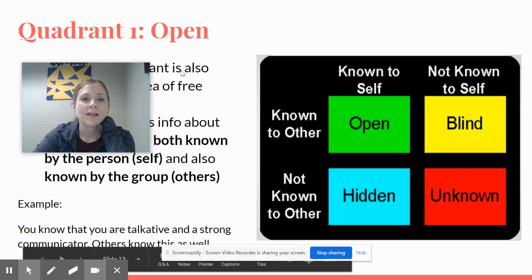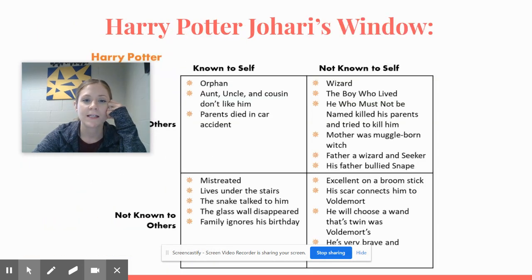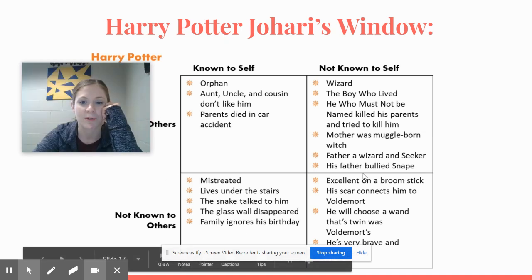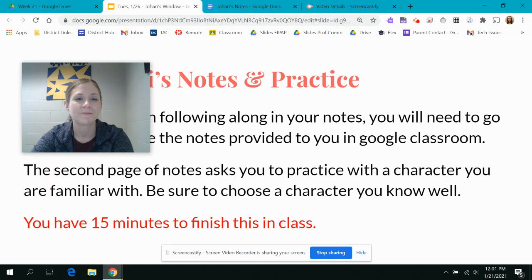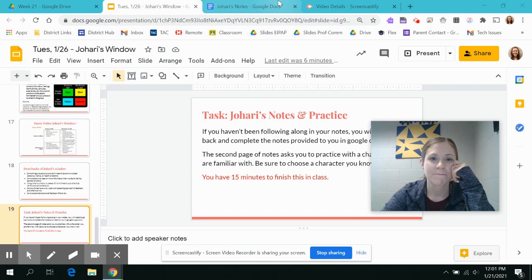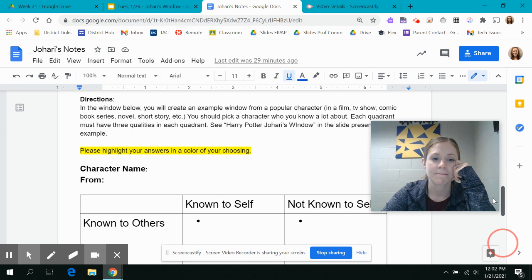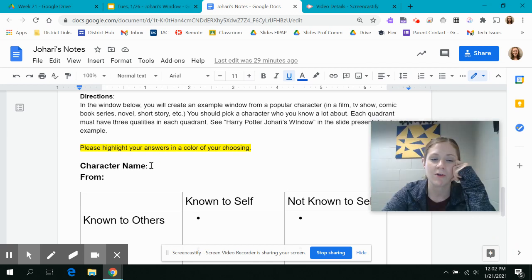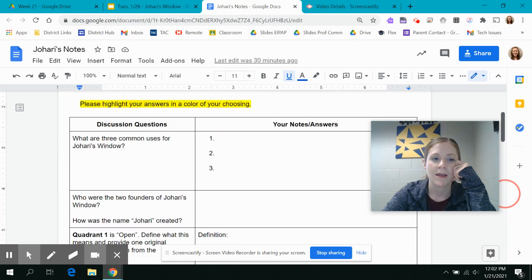So, in today's task, and I break down all the quadrants on this for you. In today's task, you are going to have to think of a character who you are going to identify their quadrants for. So I picked a really popular one, and you'll be able to look at this to get some great ideas, and then you will continue your notes. So your task today, read through, watch the video, finish these notes right here. And then the second half of the notes is to pick a character and create their own quadrant, just like I did with Harry Potter.